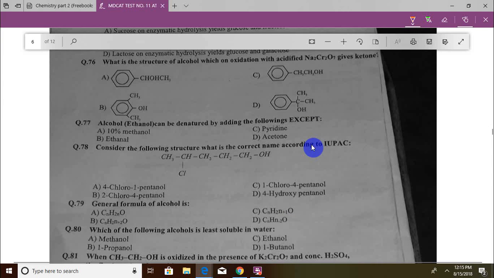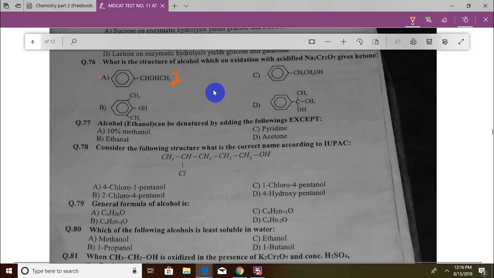What is the structure of the alcohol which on oxidation gives a ketone? We need a secondary alcohol for that. This one, nope. It's primary. What about this one? It's another problem in and of itself. This one, nope. What about this one? This one has an H over here, a CH over here, and OH over here. Yes, this one will give a ketone because this has a secondary alcohol.